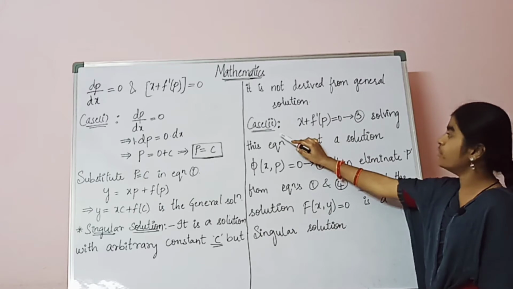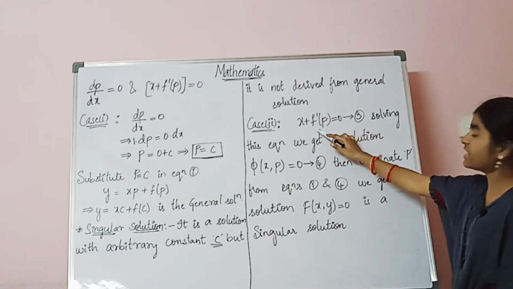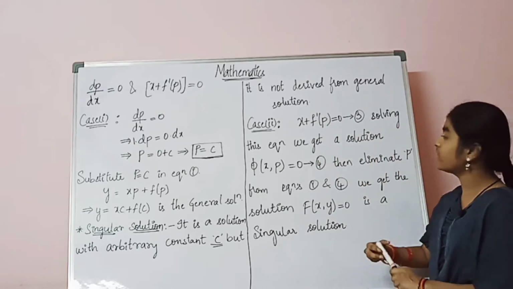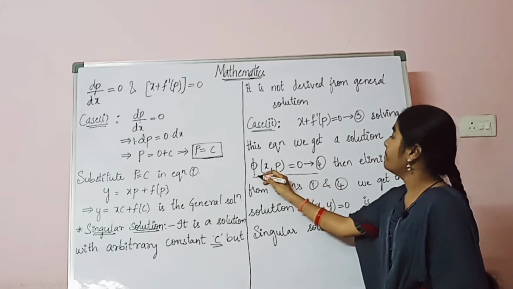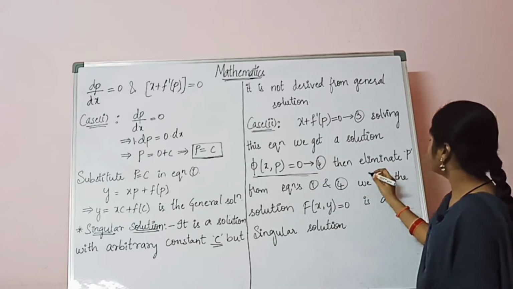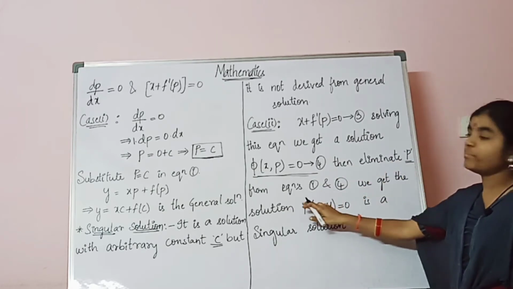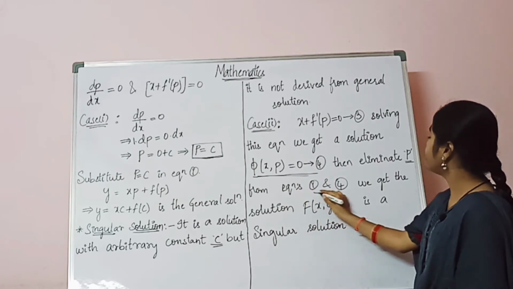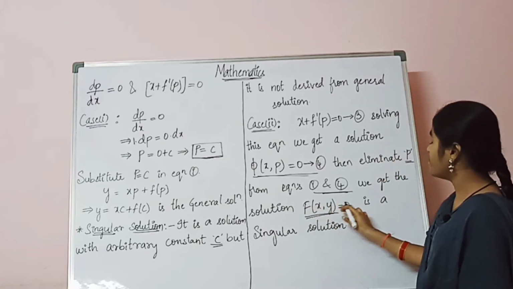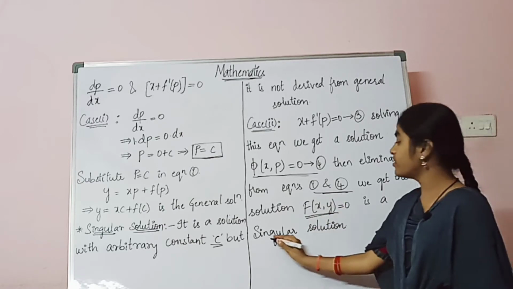Now case 2: x plus f dash of p equals 0, which we are considering as equation 3. After solving this equation we get a solution, phi of x comma p equals 0. This we are considering as equation 4. Then we eliminate p from equations 1 and 4, and we get a solution F of x comma y equals 0, which is a singular solution.